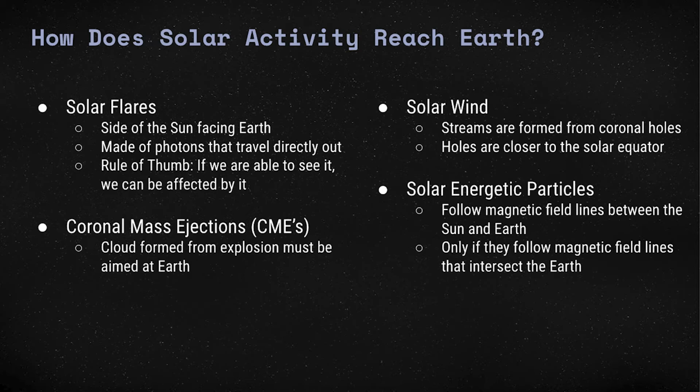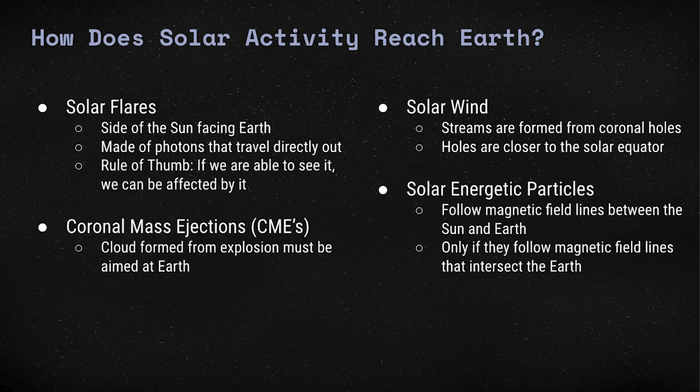So for solar flares to actually reach the Earth, the side of the sun where they occur must be facing the Earth, as solar flares are made of photons that travel directly outwards from that site. So a rule of thumb that we can follow is that if we are able to see the event occur, then that means we can also be affected by it.